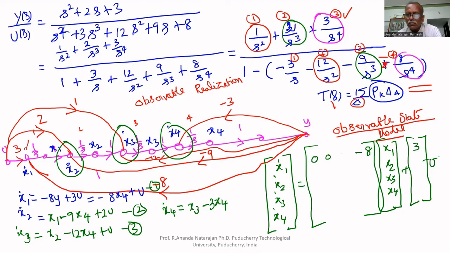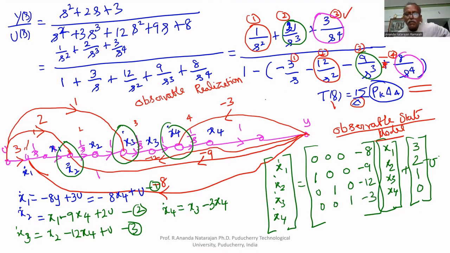All others are 0. x2 dot equal to minus 9x4 and 1x1 and 2u, all others are 0. x3 dot equal to 0, 1, no x3 and minus 12, u is 1. x4 dot is only x3 and x4, that is minus 3. There is no u, that's all. We got the state model.